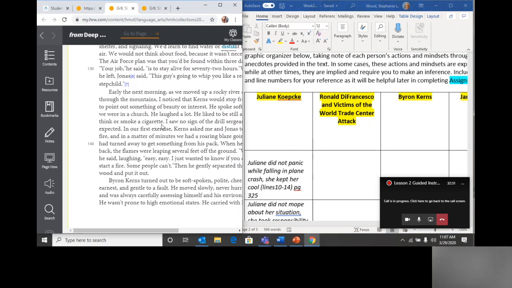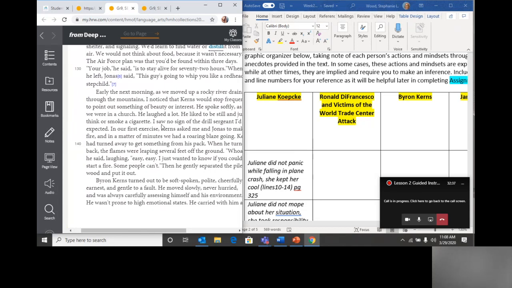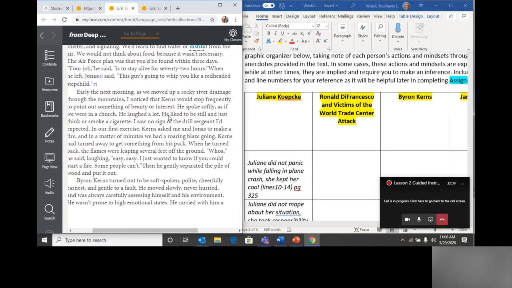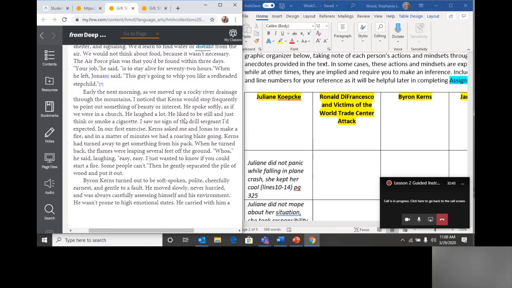Early the next morning, as we moved up the Rocky River drainage through the mountains, I noticed that Kearns would stop frequently to point out something of beauty or interest. He spoke softly, as if we were in church. He laughed a lot. He liked to be still and just think or smoke a cigarette. I saw no sign of the drill sergeant I'd expected.